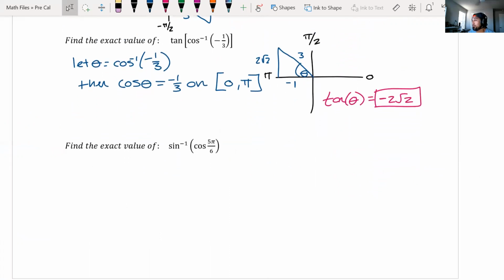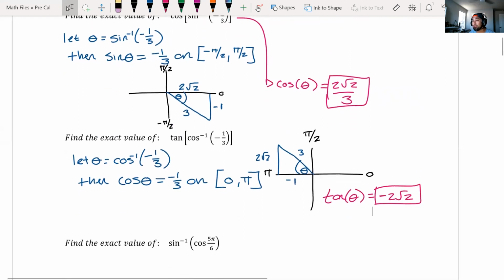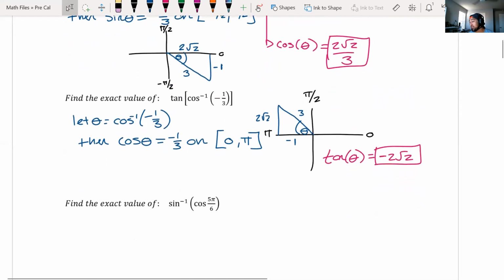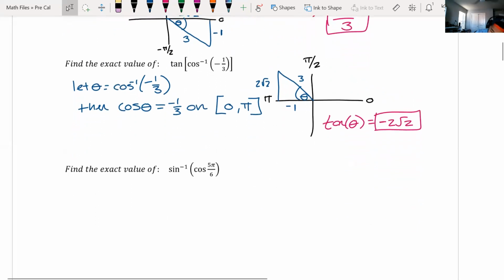Cool. All right. Now here's a tricky one. It almost looks like those, but it's not. Those were cosine of an inverse, tangent of an inverse. This is the inverse of cosine. So this says the inverse sine of the cosine of 5 pi over 6. For this one, you are going to look at your unit circle and find what is cosine at 5 pi over 6. Negative square root of 3 over 2.